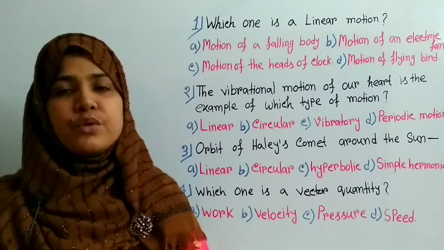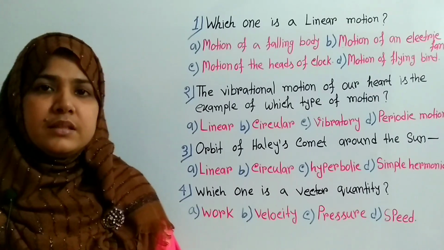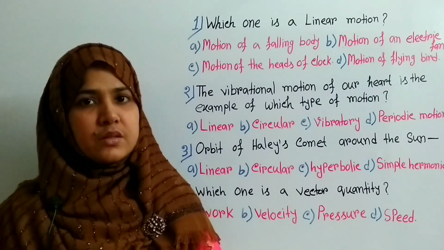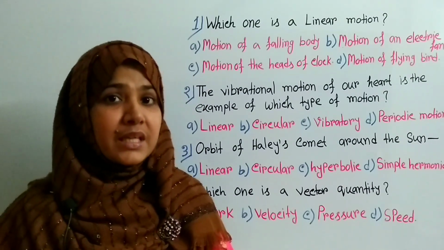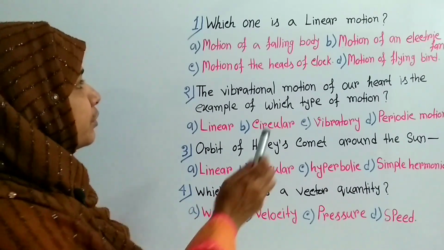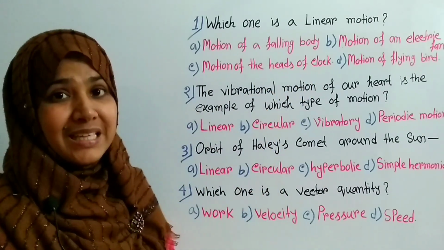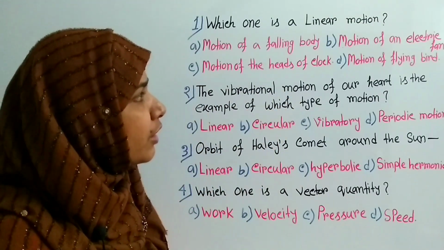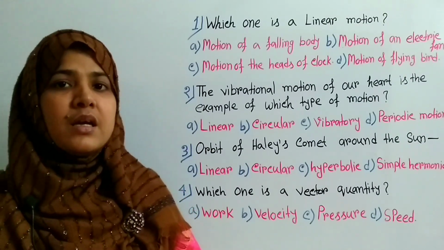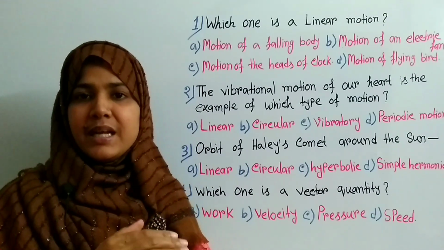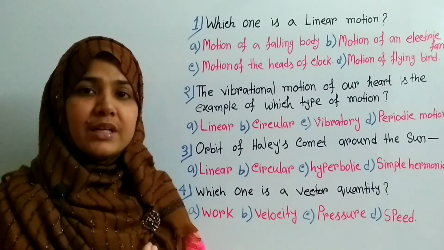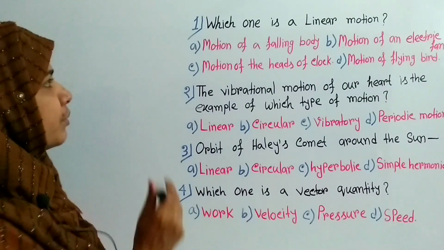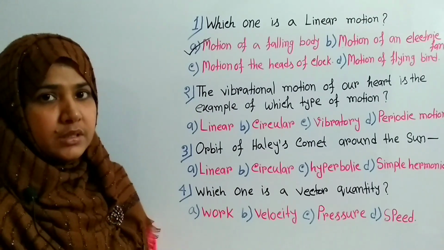Our first MCQ question is, which one is a linear motion? You know that the motion which is restricted in a straight line is called linear motion. Now the given options are: first option, motion of a falling body; second, motion of an electric fan; C, motion of the hands of a clock; and our fourth option is motion of a flying bird. So here you can see that whenever an object falls from a certain height, then that object will travel a straight path. So we can say that the answer of our first question is motion of a falling body.